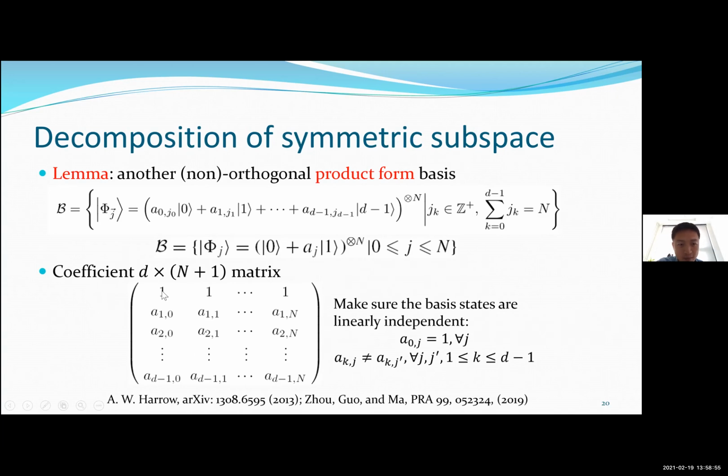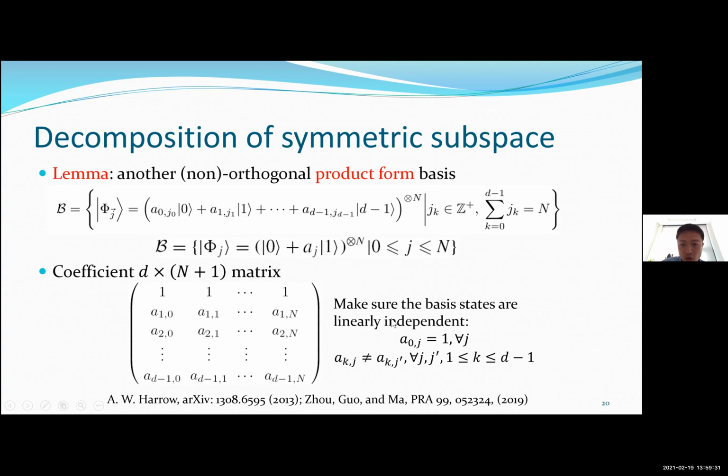So how many states do we have? We have m plus 1 here, and the dimension is d. Okay, so with some linear algebra, we can quickly show that if we choose the first row equal to 1, and then all the columns are different, if we choose A such that all the columns are different, then they are linearly independent. That has been shown in this paper and also in our work as well. So they are linearly independent.